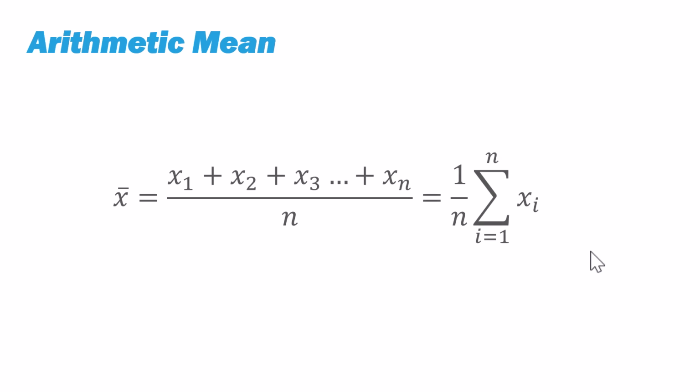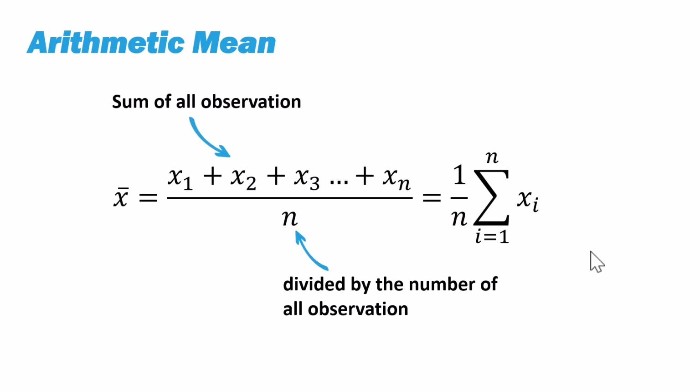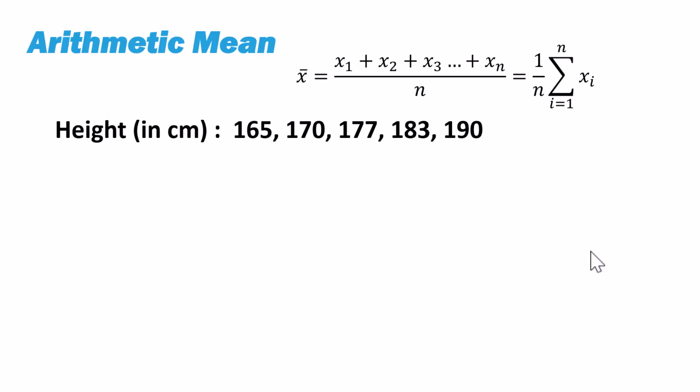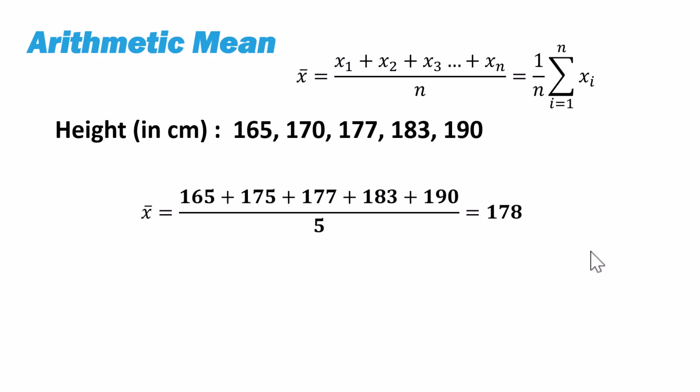Let us continue with arithmetic mean. The arithmetic mean is the sum of all observations divided by the number of all observations, or in other words, sigma x divided by n. For example, imagine we have height data of 5 people. To find the average height of the dataset, we sum all the heights and divide the result by the number of 5 people. So the mean height is 178 centimeters.